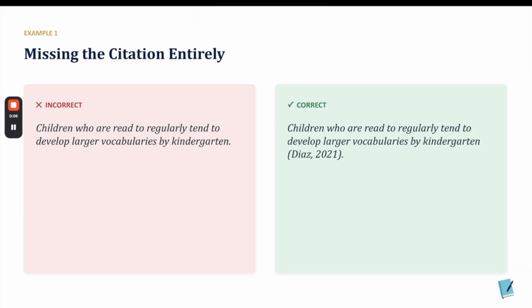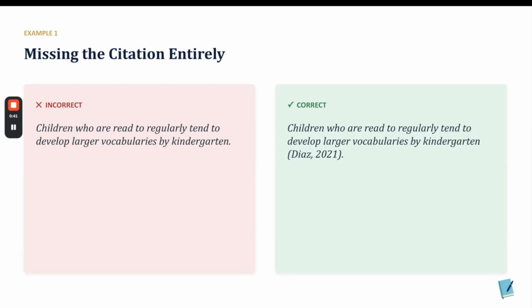This mistake is very common with new writers in academia. Children who are read to regularly tend to develop larger vocabularies by kindergarten. This may seem to some of us to be fairly self-explanatory. It's important to read to children. I probably don't need to cite this author, right? That is a mistake. This is a claim that we're making here, and we need to state who has researched this area and who is making this claim.